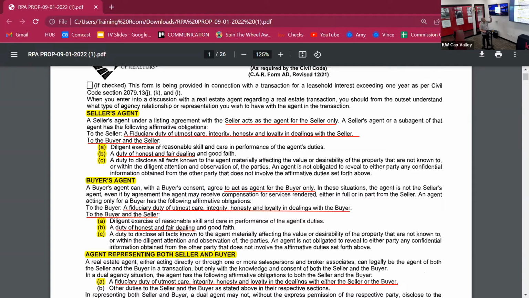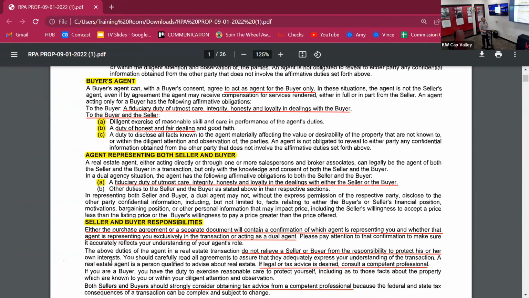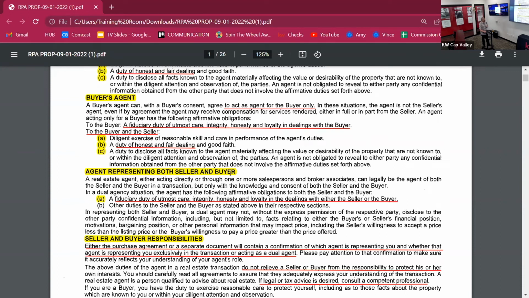So there you have seller's agent, buyer's agent, and then you have this little anomaly here, an agent that represents both buyer and seller, or seller and buyer. So there you also have a fiduciary duty of utmost care, integrity, honesty, and loyalty towards either the seller or buyer. But what does an agent representing both buyer and seller mean? Well, you may or may not have heard the term dual agency. And the big thing here is dual agent covers two different types of relationship.